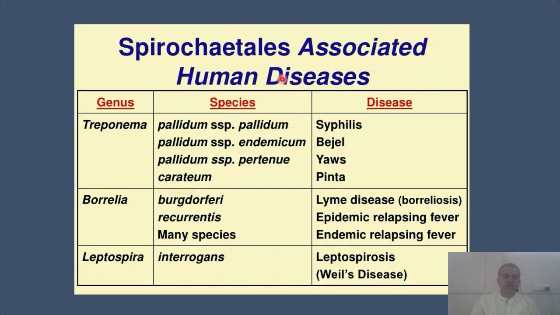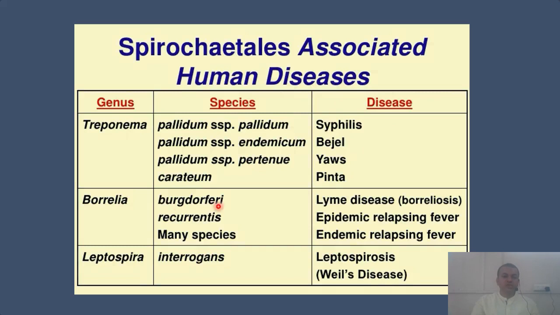Now, spirochete-associated human diseases. The human diseases caused by the spirochetes are mainly from the genus Treponema, species pallidum. The common species pallidum is there, but there are subspecies differences, and according to the subspecies the disease differs. Treponema pallidum subspecies pallidum causes syphilis. Treponema pallidum subspecies endemicum causes bejel. Subspecies pertenue causes yaws, and the species Treponema carateum causes pinta. So depending on the subspecies, there is a different disease. Most commonly we are associated with syphilis, which is due to Treponema pallidum subspecies pallidum.